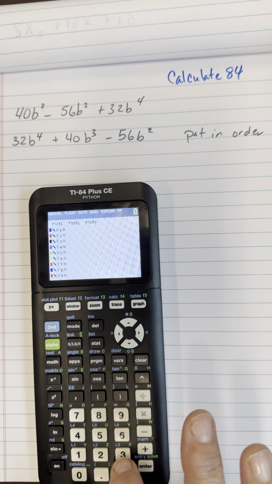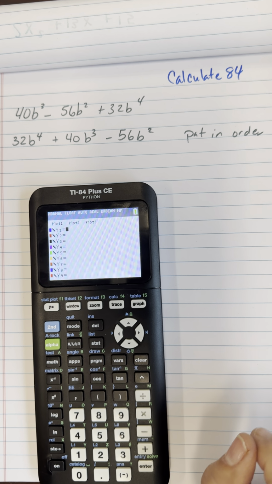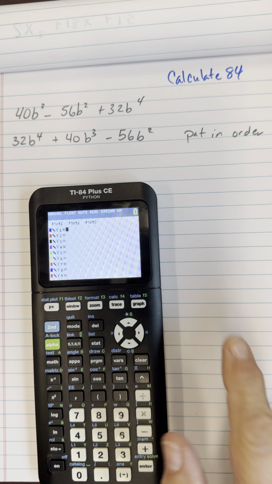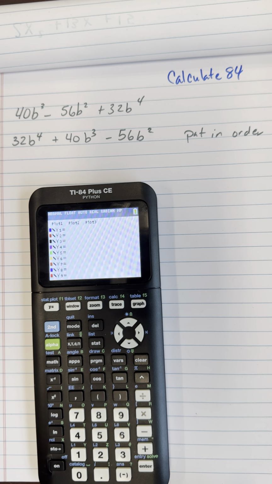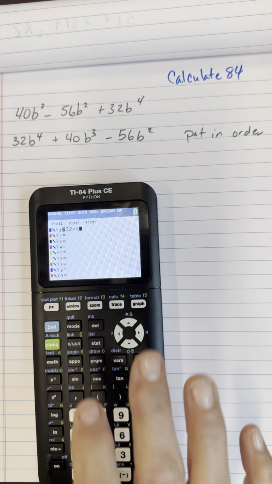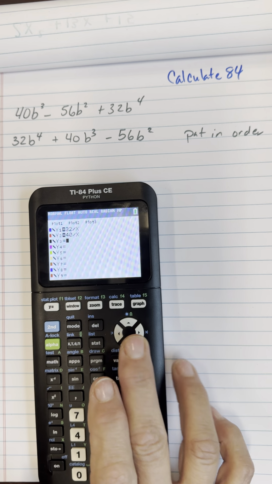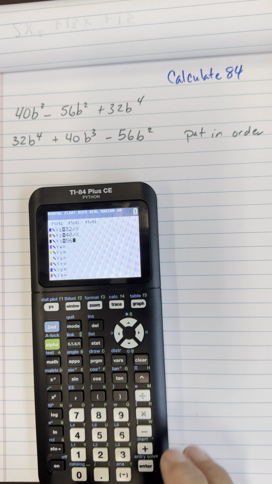So go to y equals on your calculator. If you don't have a calculator at home, you can use the calculator app. It's called Calculate 84, or if you have an Android device, look up TI-84 Plus CE, and I'm sure there'll be an app that will emulate that calculator. So 32 divided by x, and 40 divided by x, 56 divided by x. And notice I already put it in order, which it appears that you did also.